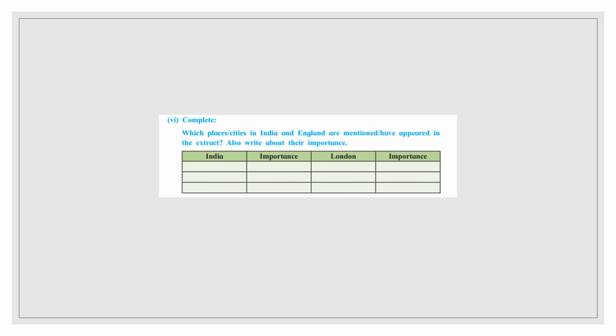Complete which places, cities in India and England are mentioned in the extract and write their importance. In India, there are two places which are mentioned in the novel, that is Andaman Islands and Agra. Mary's father was one of the officers in charge of the convict guard in the Andaman, and Agra, the treasure was stolen from a place called Agra. It is a bountiful collection of luxurious jewels.